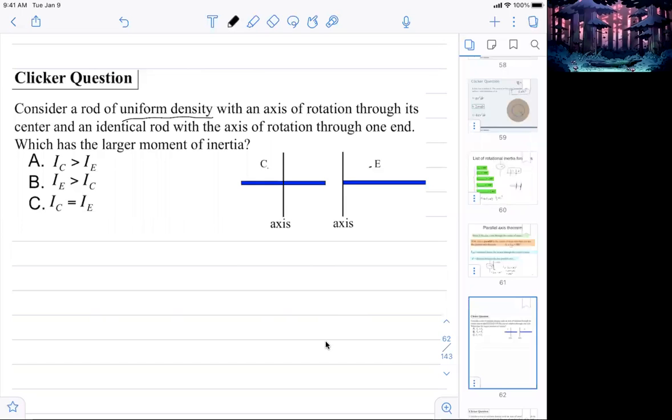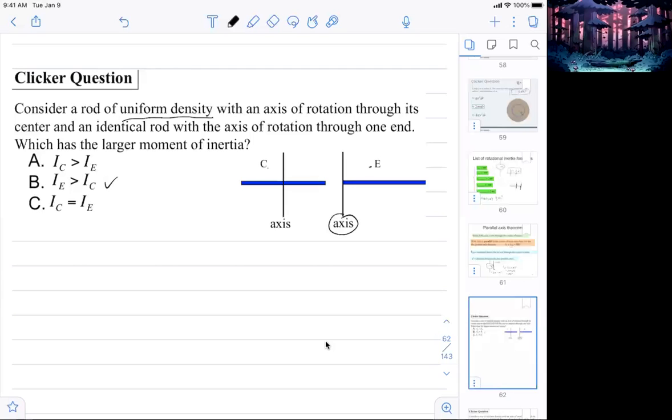You can see that the majority answered B, which is correct. Very good. We know that the rotational inertia through the center is always going to be the smallest. If you put the axis at the end, it's going to be harder to rotate this object. So I_E is going to be larger than I_C. And then you can also calculate exactly how much larger.